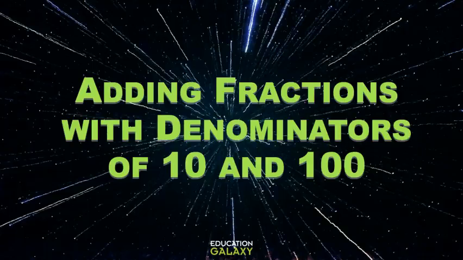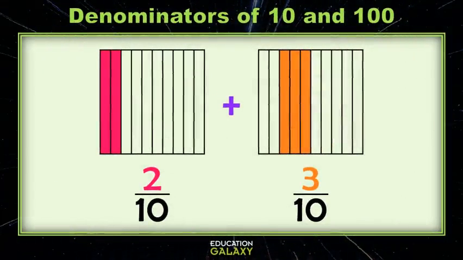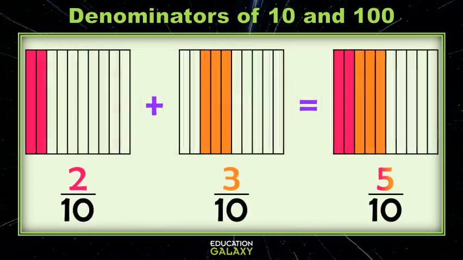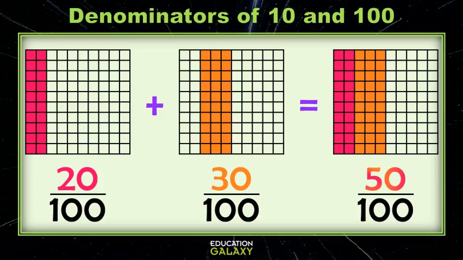Hello, math friends. Today we're adding fractions with denominators of 10 and 100. You remember back in the day when we would have two fractions with common denominators, and we knew that we could just add the numerators and leave the denominators. Ta-da! And it didn't matter what that denominator was, even if it was a big number like 100. As long as the denominators were the same, I could add the numerators and leave the denominators.